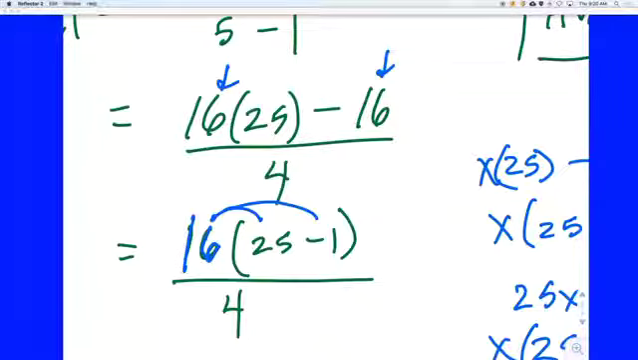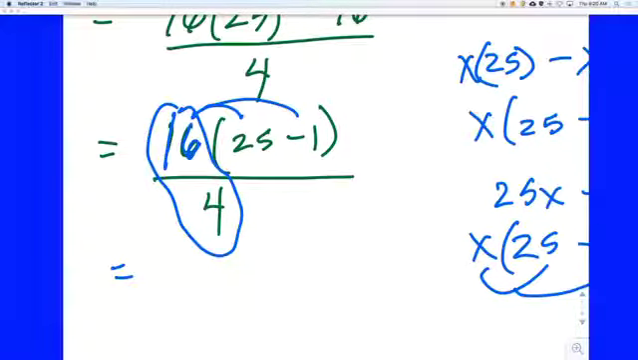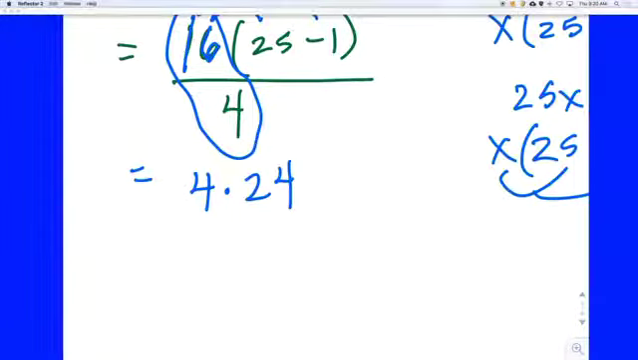Okay? Now that it is factored out, we can actually divide before we multiply. What's 16 divided by 4? 4. So I'm left with 4 times 25 minus 1 is 24. And is that a much easier number to work with? Yes. 4 times 4 is 16. Carry the 1. 4 times 2 is 8 plus 1 is 9. You get 96. Didn't break a sweat.